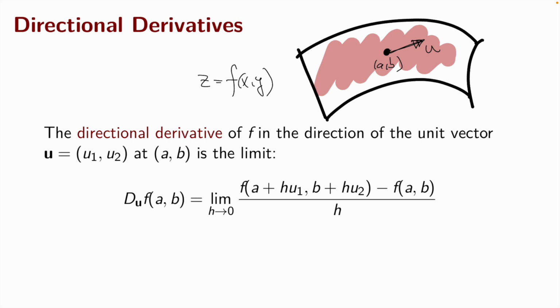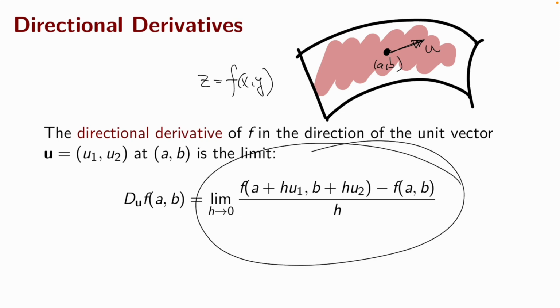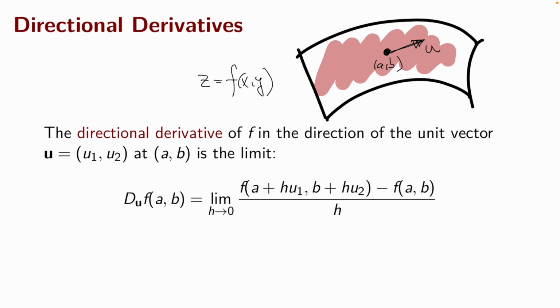The way to define this directional derivative is the familiar formula for the derivative, only that now we are going to increase in the direction of the vector u, which is (u1, u2), and this increase here is going to go to 0.